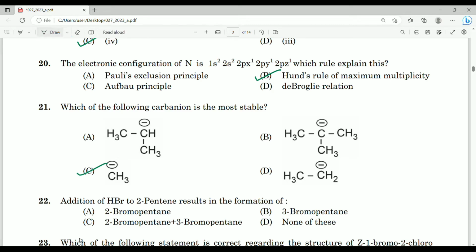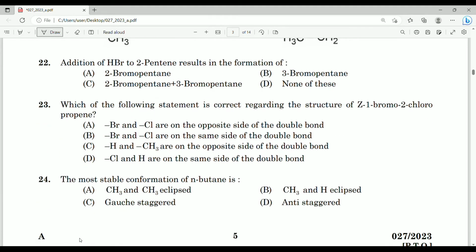Next one, addition of HBr to 2-pentene results in the formation of what? So C1, 2, 3, 4, 5. So 2-pentene plus HBr. You can either add H here or here. So two compounds are formed. So that will be 2-bromopentane and 3-bromopentane.